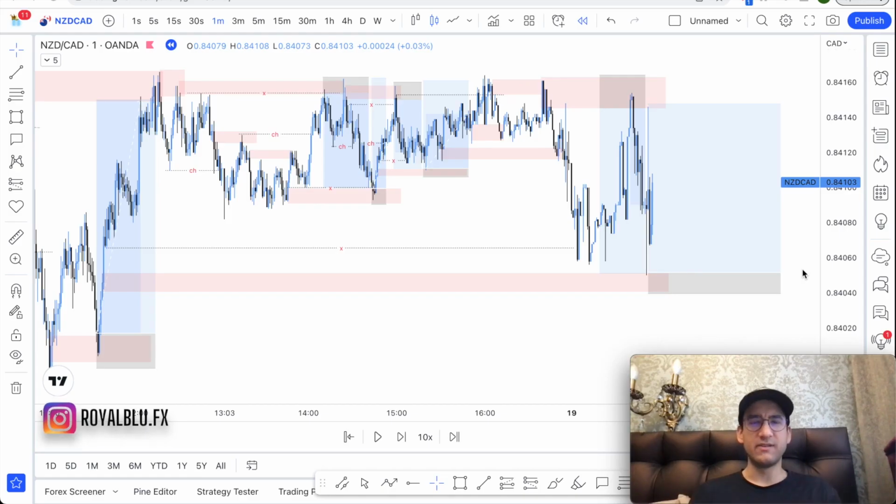All right, so there's obviously a plethora of things to talk about in terms of high probability and low probability setups in the markets, why one works better than the other, and so forth. But I'm going to talk about specific ones that we all traders use in the markets. So first things first, liquidity.